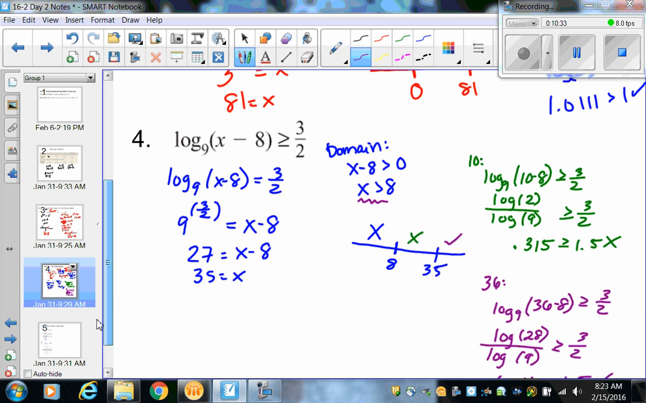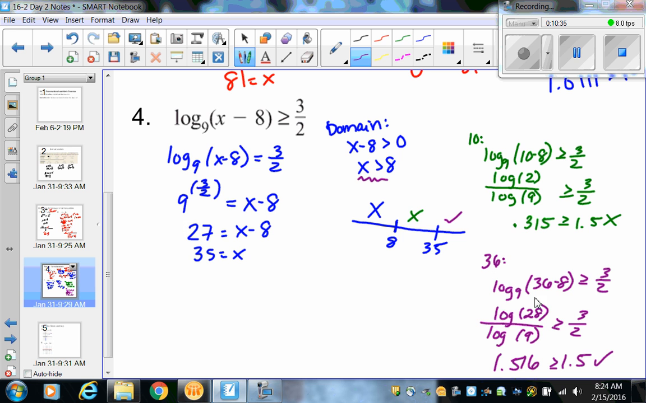Then I picked a number greater than 35. I chose 36. 36 minus 8 is 28. So it's really the log of 28 divided by the log of 9, which comes out to be 1.516, which is greater than or equal to 1.5. So I put a check.